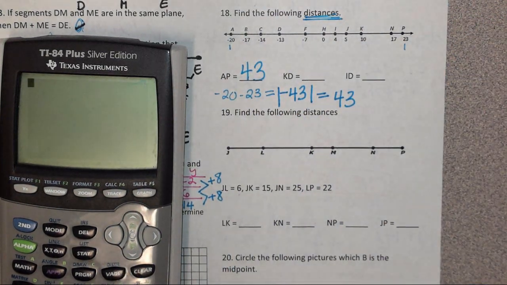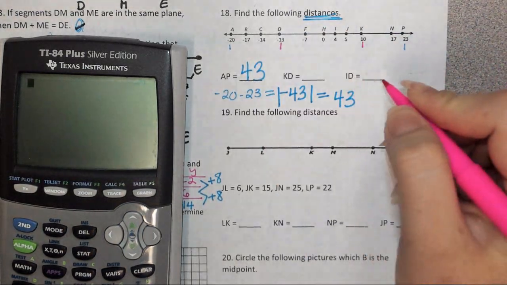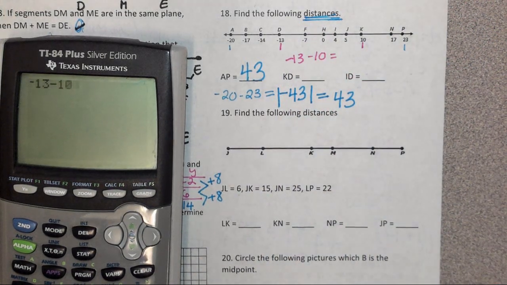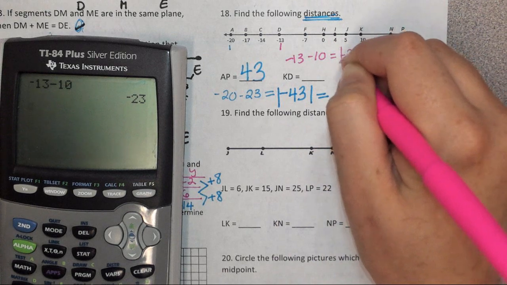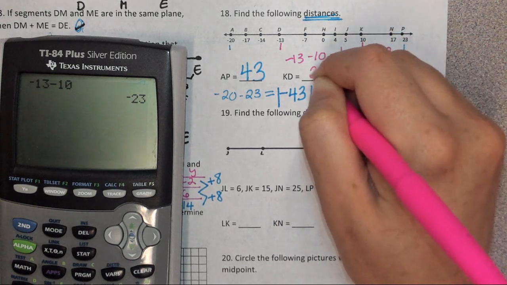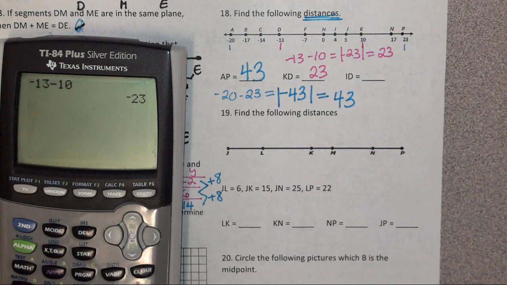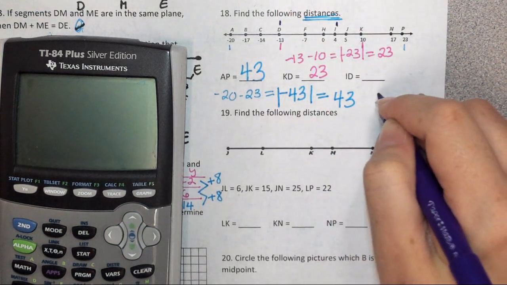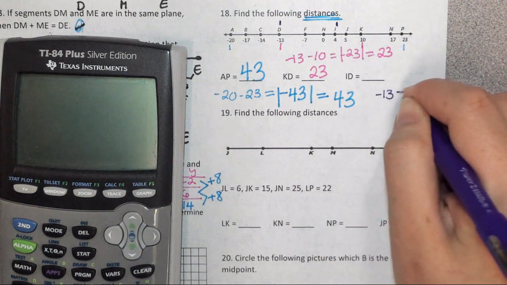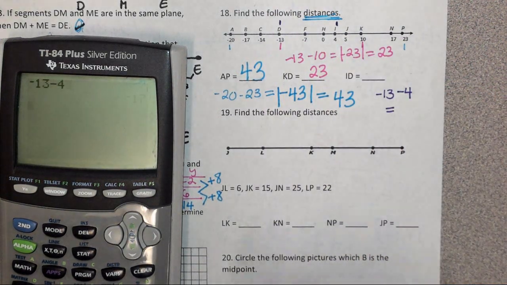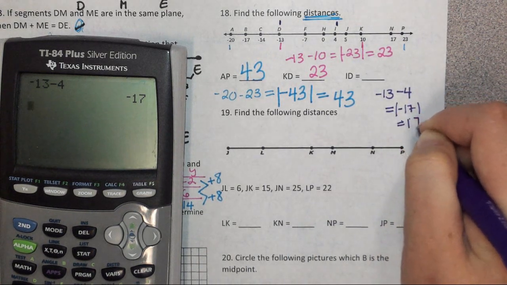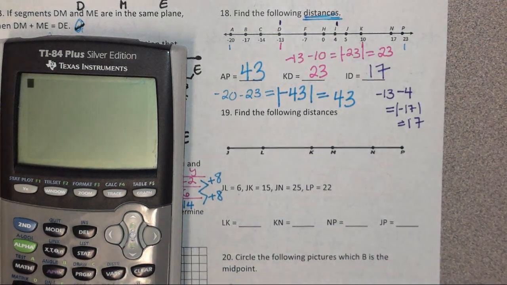All right, for KD, so D is at negative 13, K is at 10. That gives us negative 23. We want the absolute value, we want the positive, so our length is positive 23. For the last one, from I to D, so D is at negative 13, I is at 4. That gives us negative 17. Make it positive. ID has a length of 17.